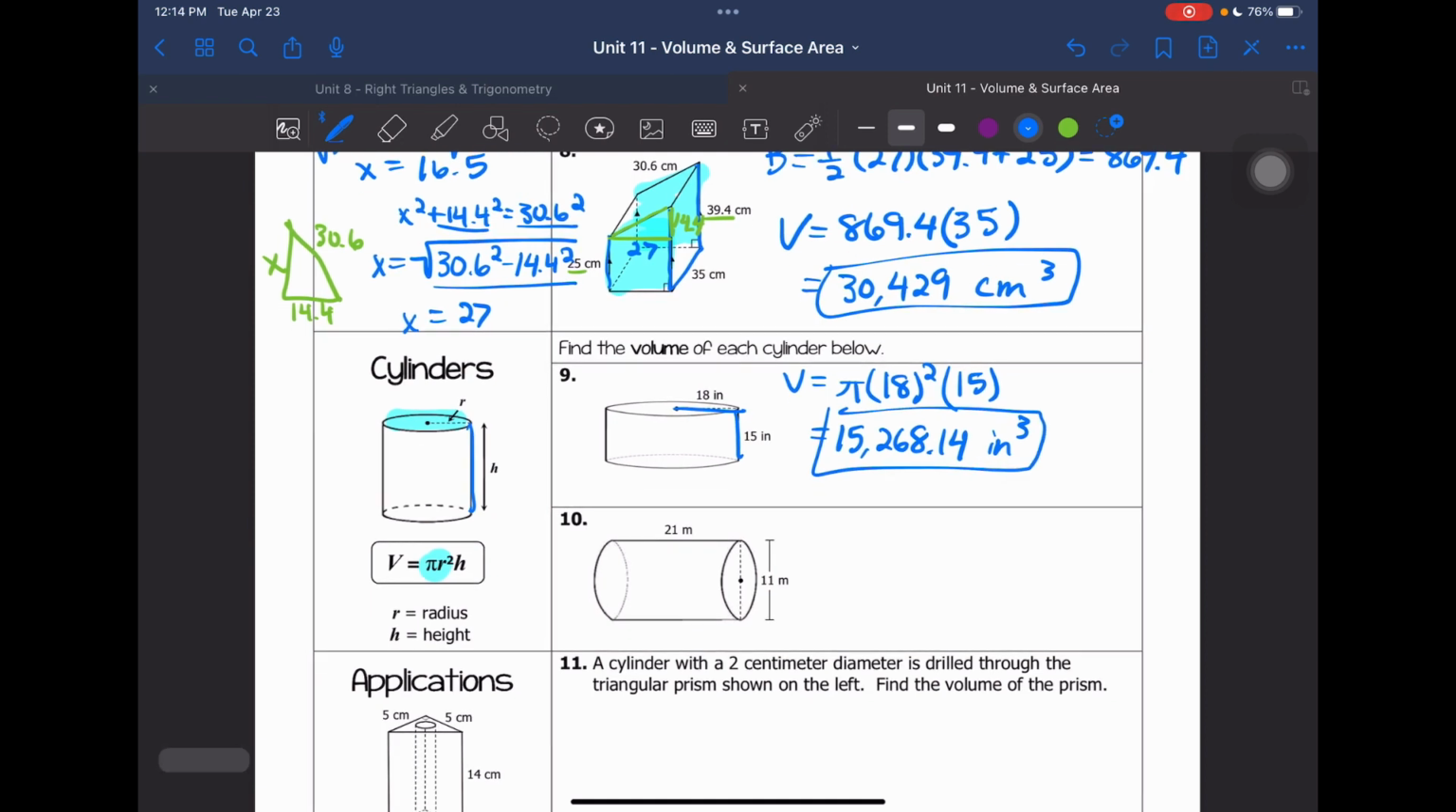Okay, number 10. We have the diameter, that's 11. And I want to know the radius because that's what the formula is asking for. So to find the radius, I just need to take half of the diameter. So half of 11 would be 5.5, which means that's what I'm going to plug in for r. 5.5 squared times the height, which is 21. So that is equal to 1,995.7 meters cubed, once you put that in the calculator.